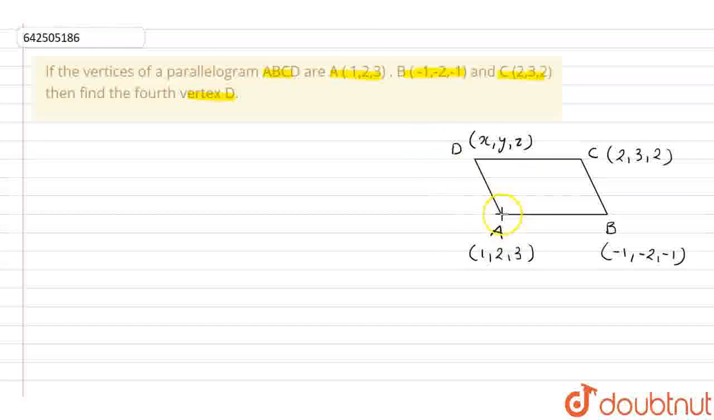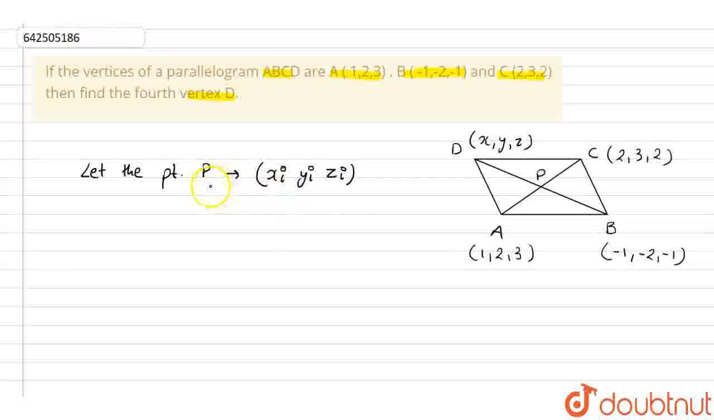First, we draw the diagonals of this parallelogram, that is AC and BD. We have drawn these diagonals and we mark the point where they meet as P. Let the point P be (xi, yi, zi). Now we also know that the point P is the midpoint of diagonal AC.